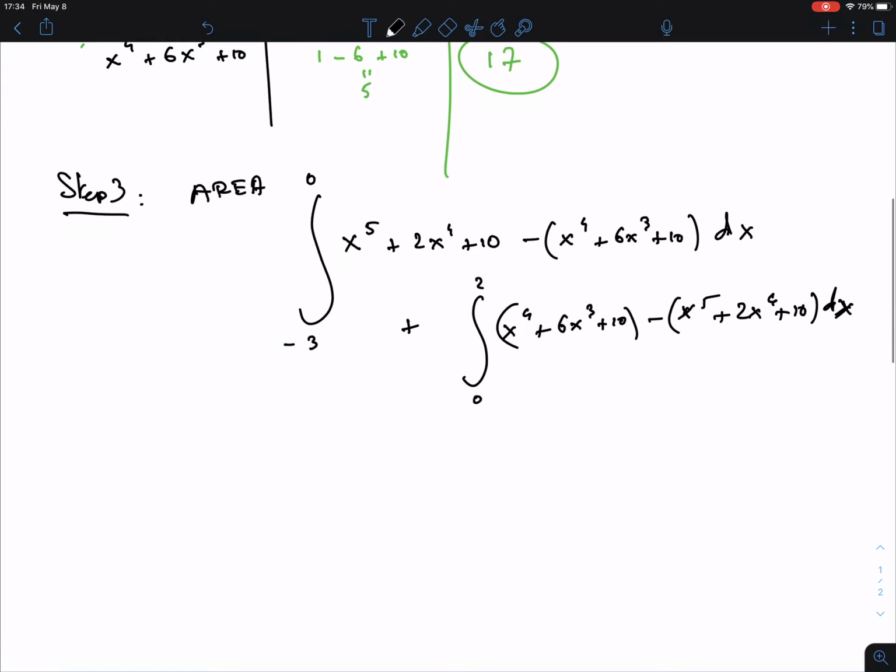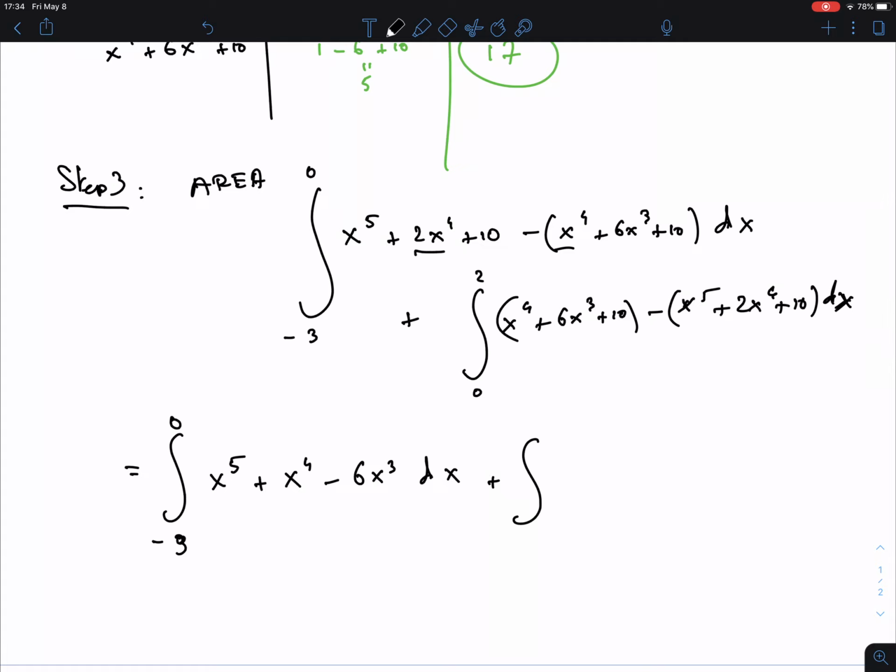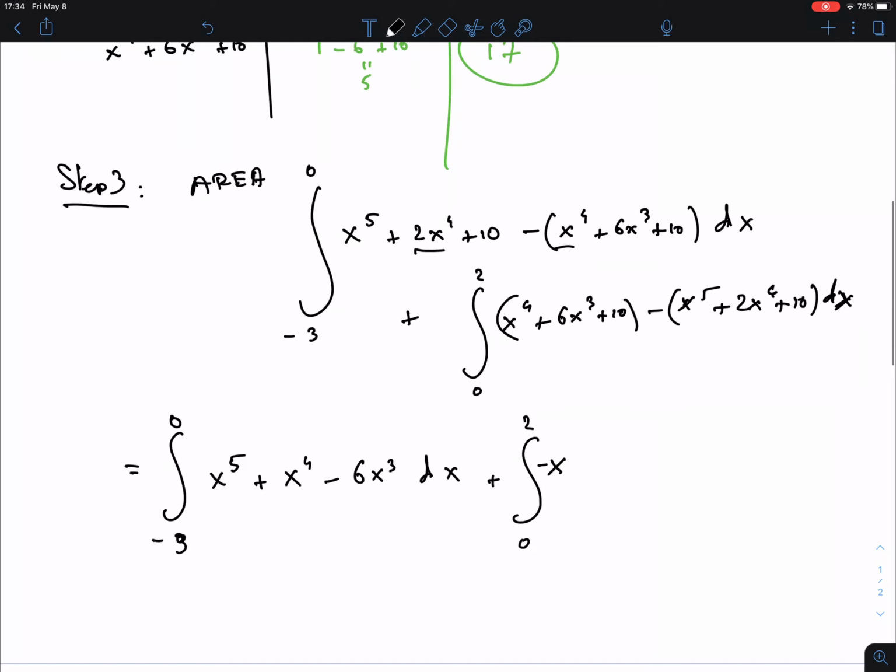So that is, from negative 3 to 0, x to the fifth plus x to the fourth. These two cancel with this. Then minus 6x cubed, and the 10s cancel. Of course, we have recognized this equation. I told you this is always going to happen. Then here we have an x to the fourth minus 2x to the fourth, so altogether minus x to the fourth. We have a 6x cubed, the 10s cancel, and then we have a minus x to the fifth dx, which is just the negative of the previous one.